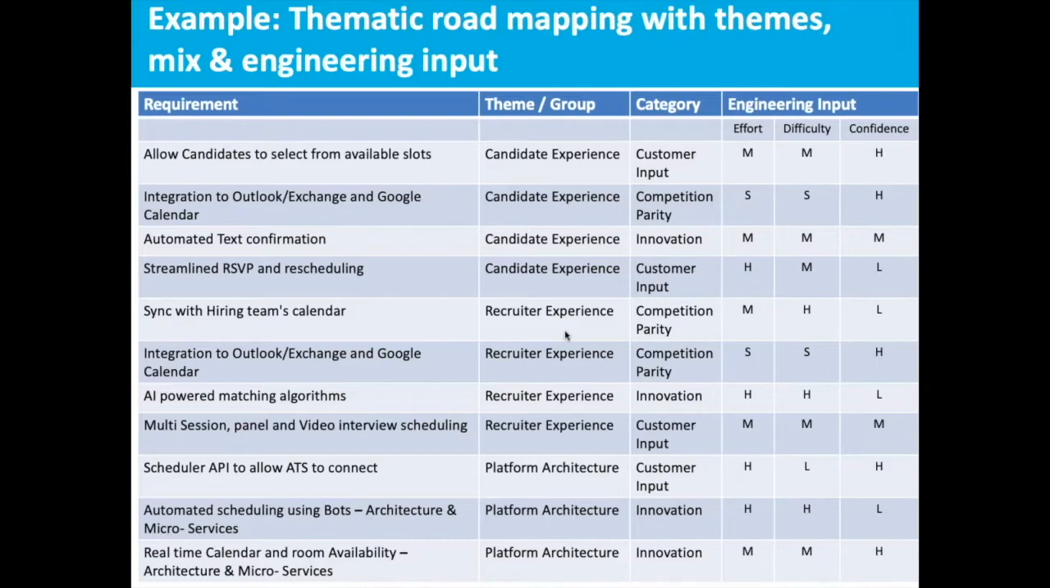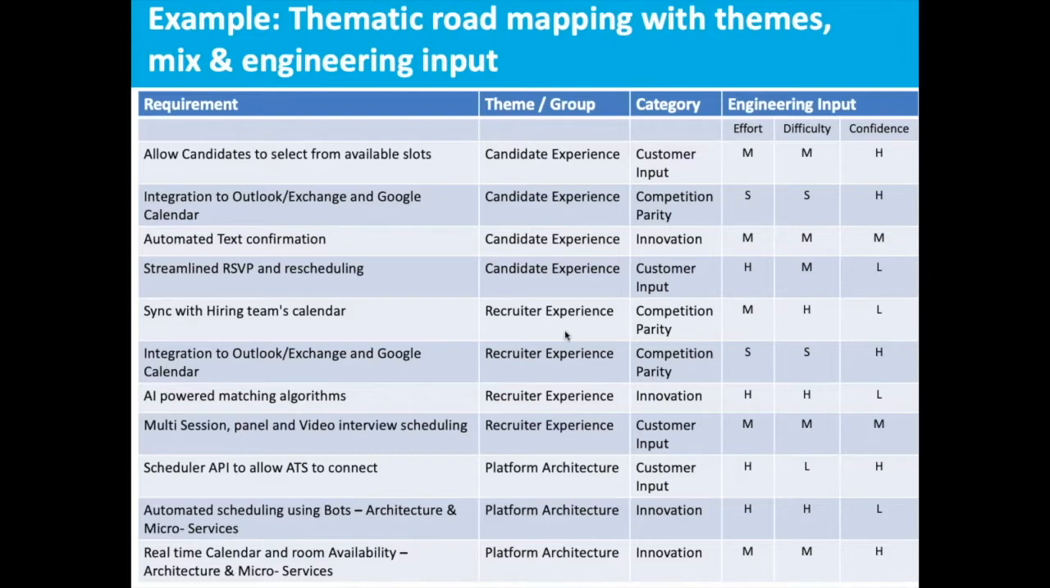It's a candidate experience. So the first 4 features you see here are grouped into the theme candidate experience, and within that candidate experience theme, you see there are 2 features that are customer input, 1 feature that is competition parity, and 1 feature that is related to game-changing innovation. So that's where you get your mix within the theme itself. Same applies with recruiter experience. You have 2 that have competition priority, 1 that is innovation, and there is 1 that has a customer input.